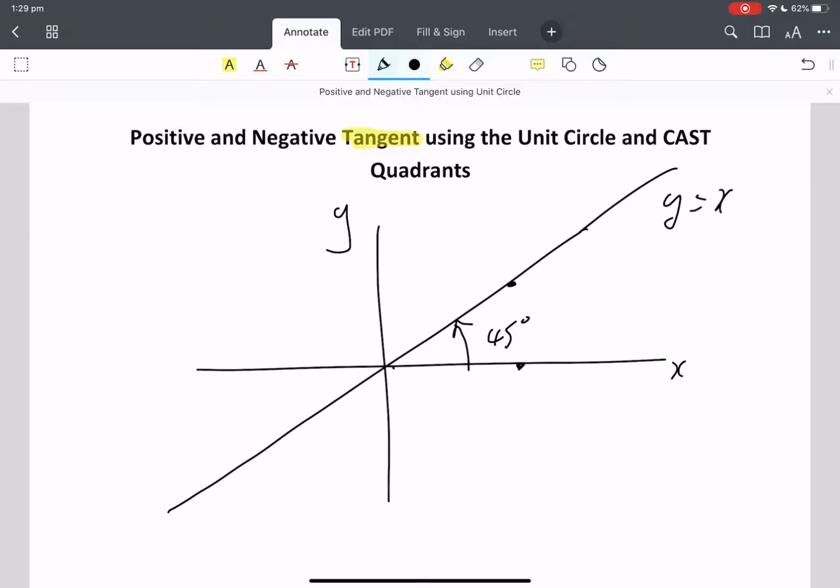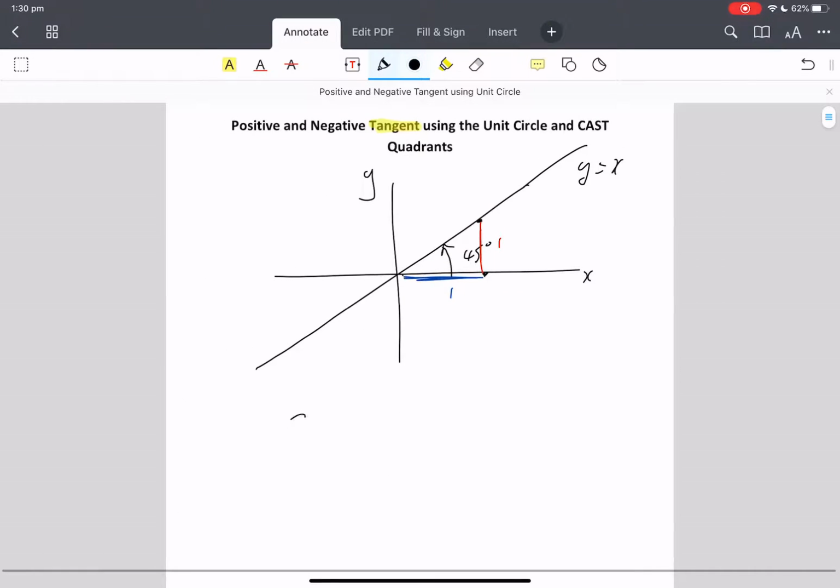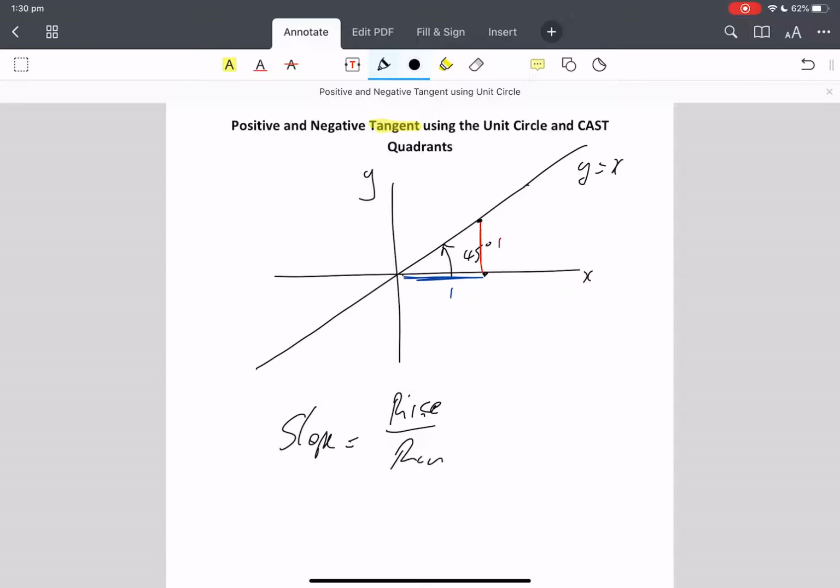I go up one. I go out one and up one. Or I go out two and up two. So I'm going to draw some lines here. My blue line is 1. My red line is 1. So the slope is rise over run, which is 1 over 1, which is 1, rise over run. Easy, yeah, the slope is 1.